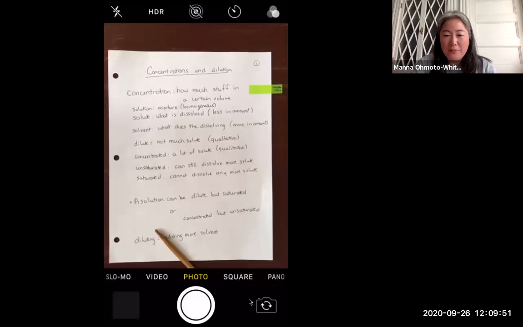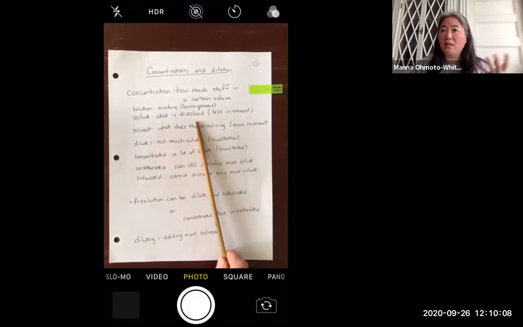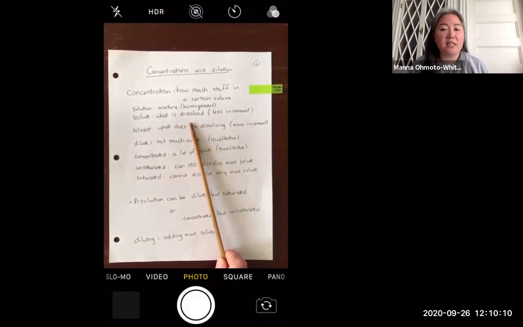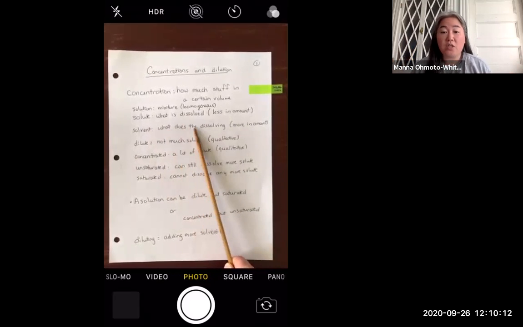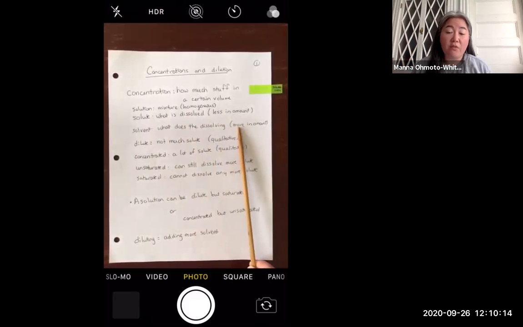So solution is a mixture, but it's a special mixture in that we're assuming that it's a homogeneous mixture. Again, what that means is that it is a uniform distribution. It doesn't matter where I'm taking my sample from. I will have the same combination of solute and solvent. Solute is what is being dissolved, and it's a little weird because it's what I have less of.